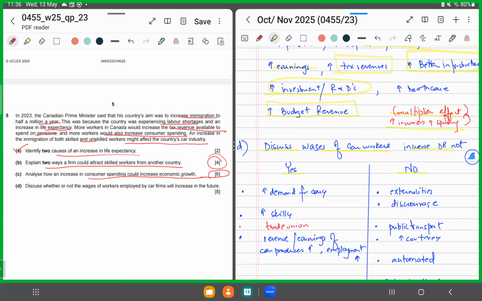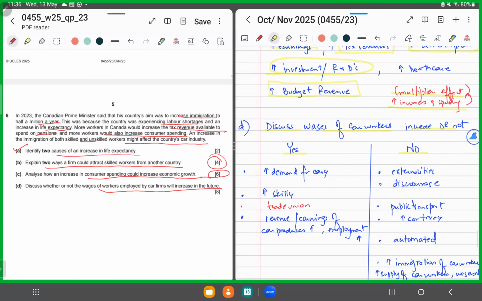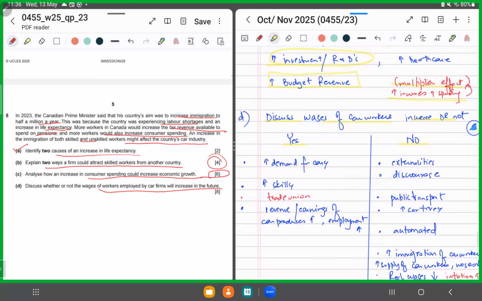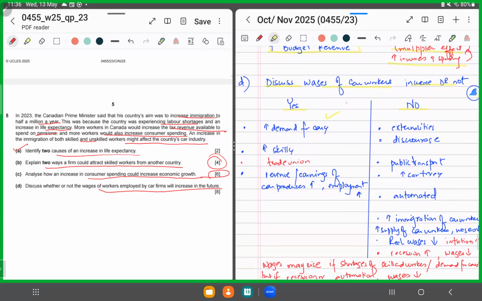Part D, final part, discuss whether or not the wages of workers employed by car firms would increase. So we could say that yes, wages of car workers can increase in the future if the demand for cars is going to rise, because it's a derived demand. So if in future the demand for cars rises, the demand for car workers is going to increase if these workers possess certain skills which are unique and special. So the demand for workers is going to rise, and if these workers are a part of the trade unions, so they have those negotiable skills, and they would be able to press firms to give them higher wages.